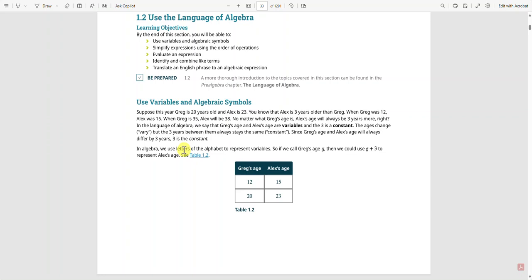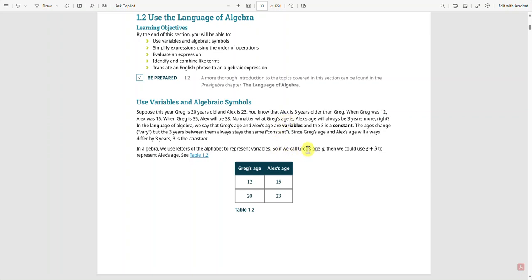The numbers can change, and so we can represent a variable by using a letter rather than a number. And you see, the letter that represents the variable represents this idea: no matter what Greg's age is, for any age, that's the idea of a variable. That's why we use a letter to represent a variable.